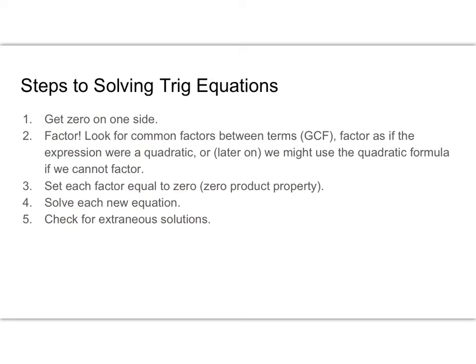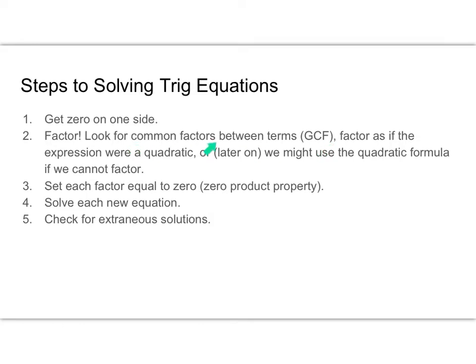So in general, here's how you can approach these problems. If you don't have 0 on one side, you want to get it there first. And we didn't see that in example 1, but we'll look at that in a minute. Then you want to factor, and remember what factoring means. So first thing you're going to do is look for a common factor, and we just saw that tangent was common to both terms in that last one.